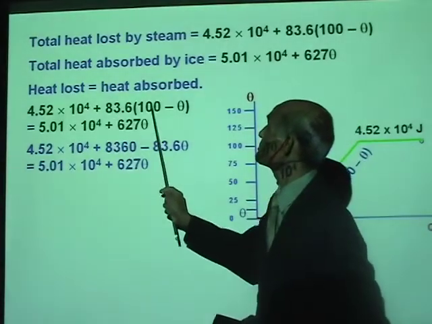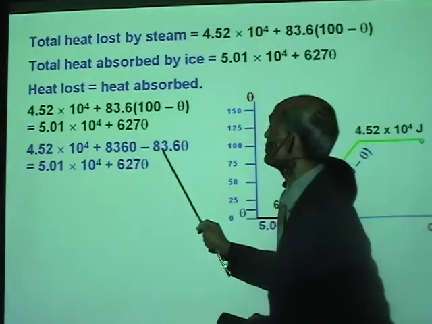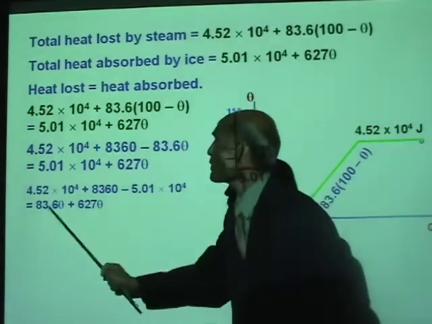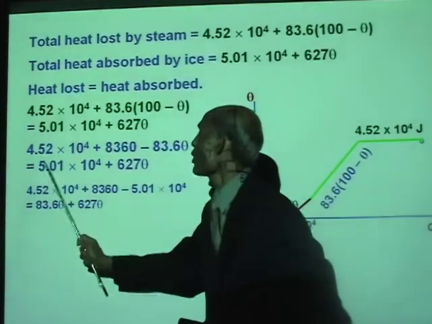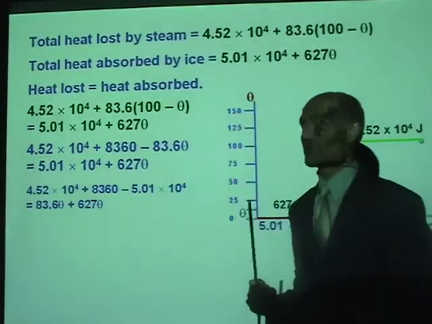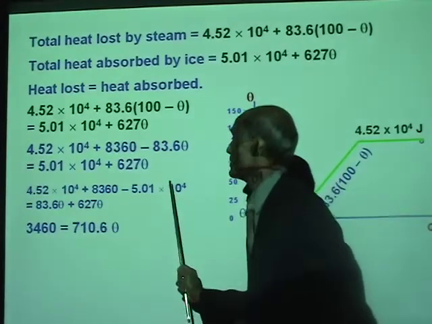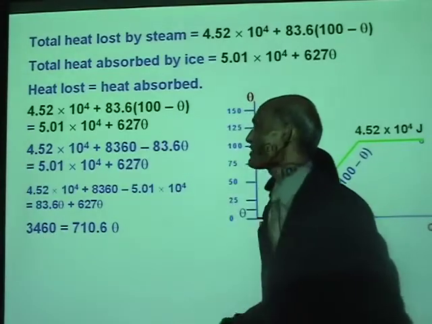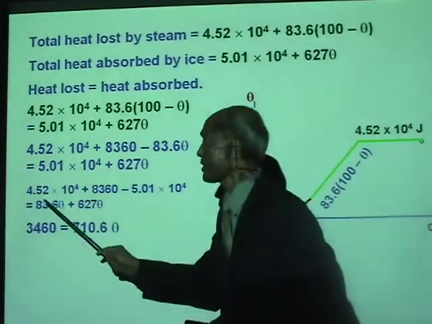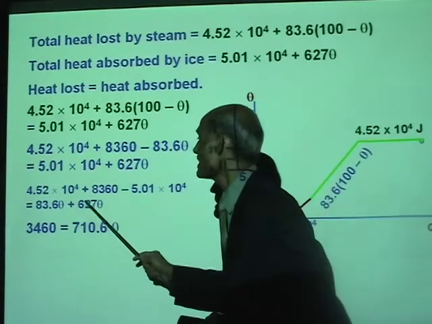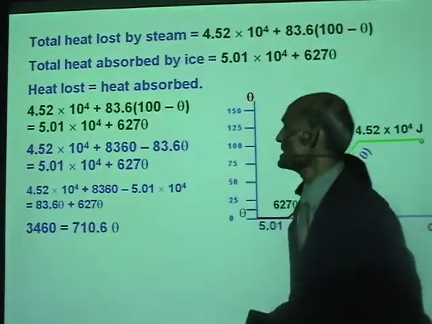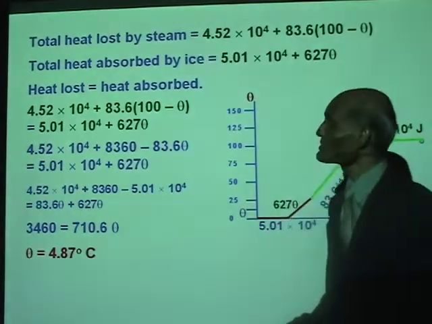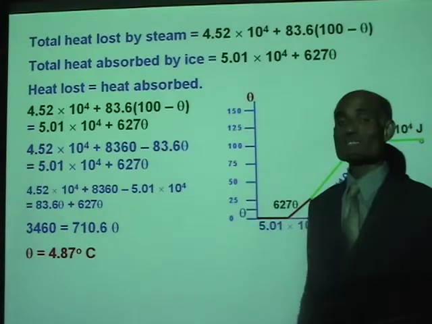But you can see I have distributed that, which gives me this. And then I combined the terms in theta on the right side and combined all the other terms on the left. The numbers on the left, if you use your calculator, simplify to 3,460. And on the right, 83.6 theta plus 627 theta is 710.6 theta. That gives me theta equal to 4.87 degrees Celsius.